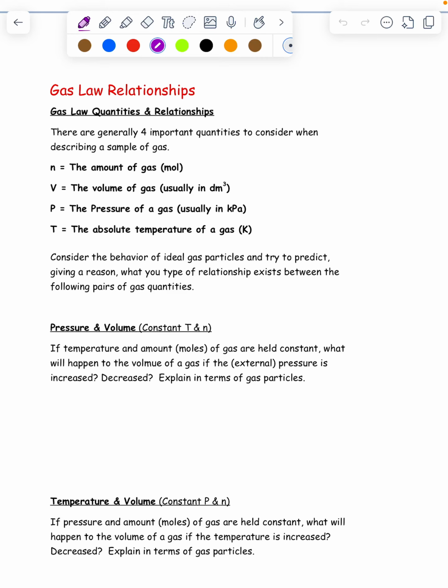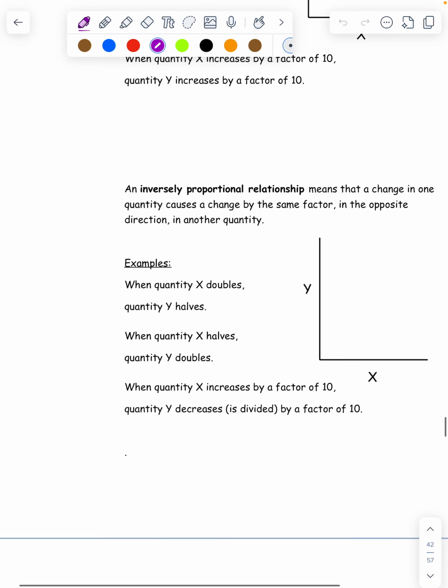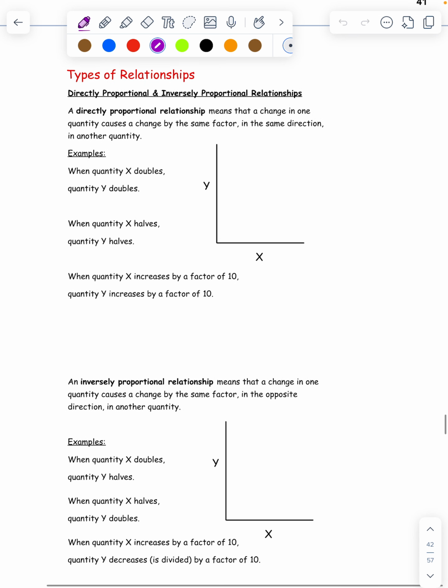Okay, this video is going to look at the gas law relationships between a bunch of different quantities. But to back up, let's do a little revision of some underlying ideas and units that are going to be important. Okay, so there's going to be two types of relationships that we see in these gas law relationships, one of which is directly proportional relationships and the other of which is called inversely proportional.